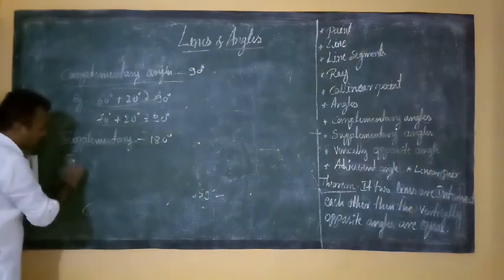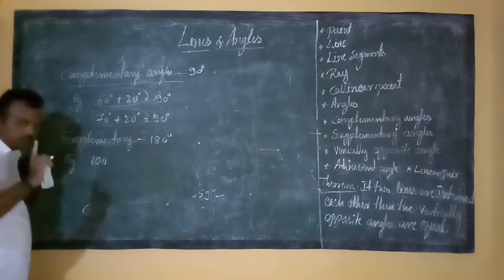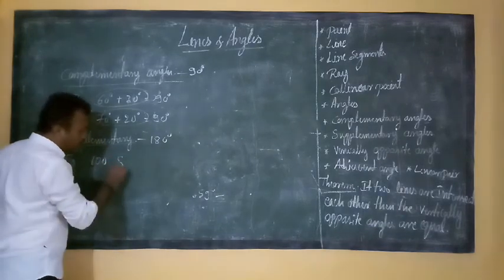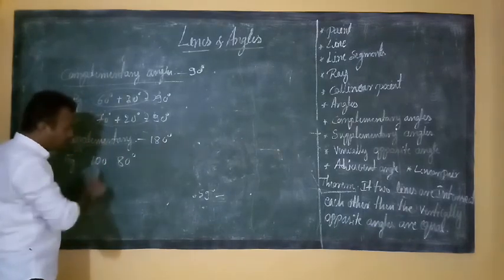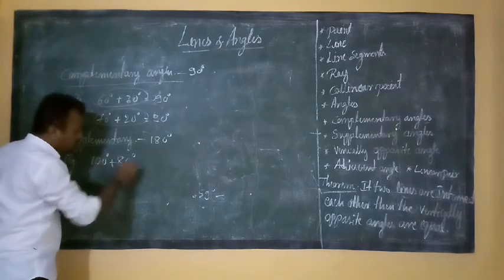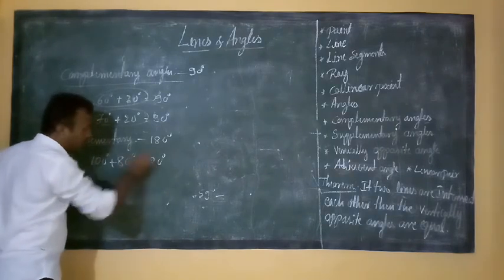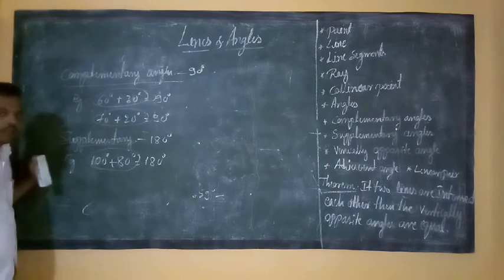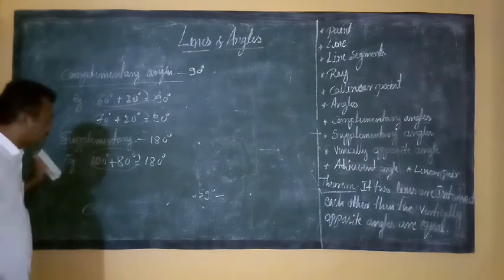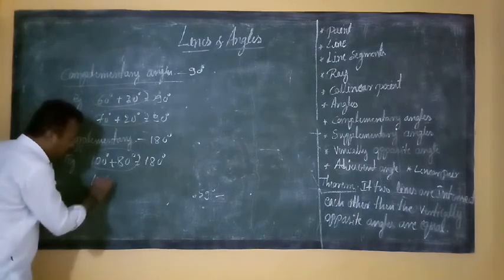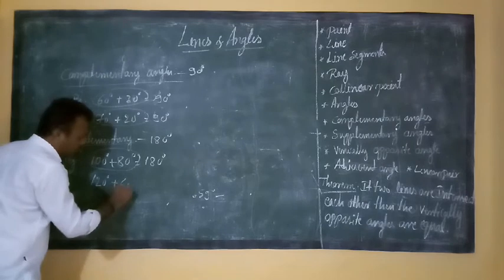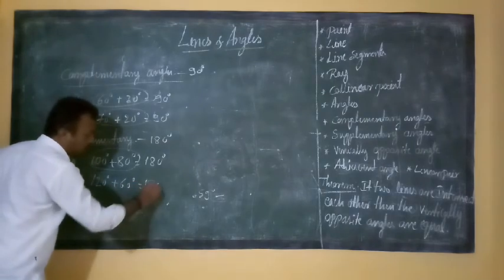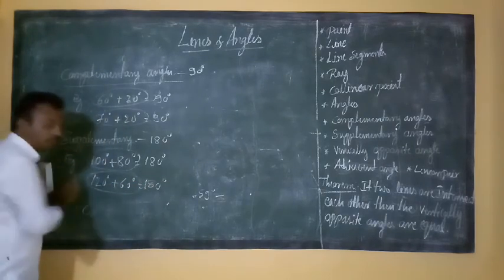So I will take one example. 100 degrees is one of the angles and 80 degrees is the other angle. If I sum these two angles, it becomes 180 degrees. Therefore, these two angles are what? Supplementary angles. Another example, 120 degrees and 60 degrees. So these two sum to 180 degrees. Correct. So these two are the supplementary angles.